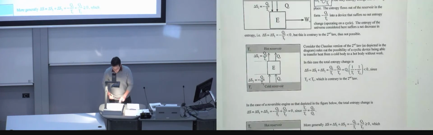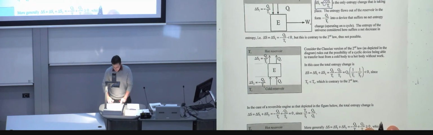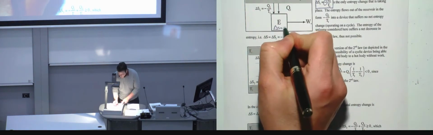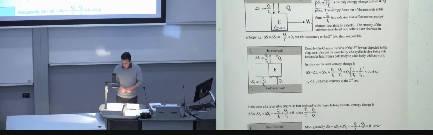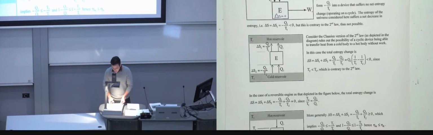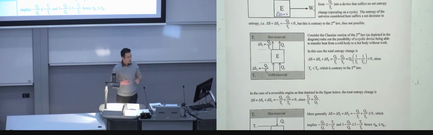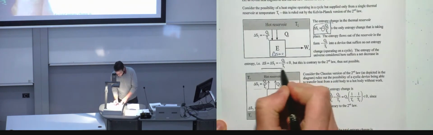Now, there's no other delta S, because delta S within the engine itself is 0, because it's a reversible cycle. Therefore the only thing which contributes to the total change in entropy would be this equation. And of course, we know that minus Q1 over T1 would be negative because of that negative sign.